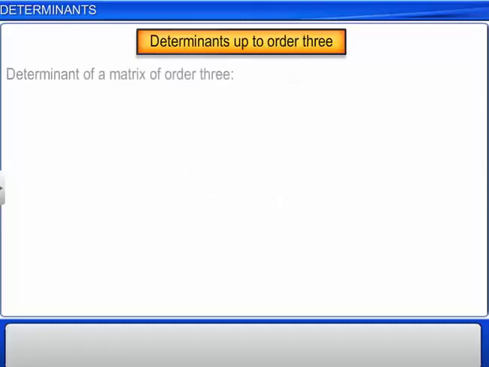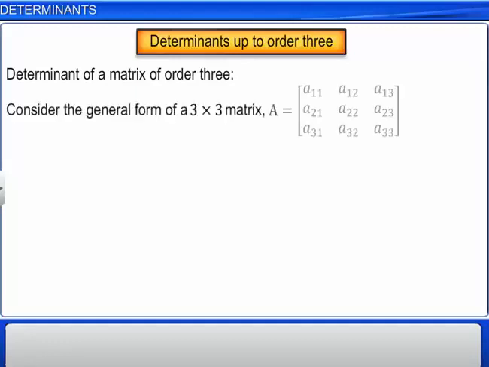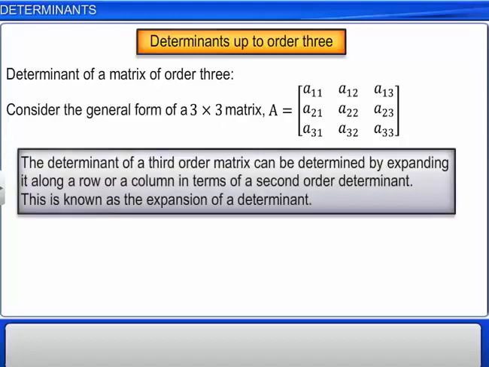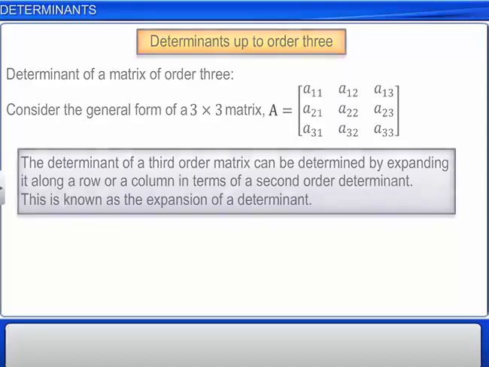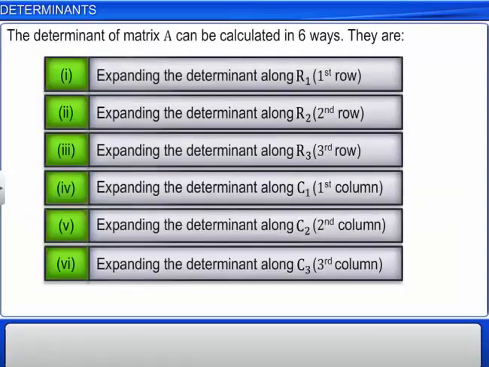Lastly, we have determinant of a matrix of order 3. Consider the general form of a 3 by 3 matrix. The determinant of a third order matrix can be determined by expanding it along a row or a column in terms of a second order determinant. This is known as the expansion of a determinant. The determinant of matrix A can be calculated in 6 ways as shown. Let's discuss each case one by one.